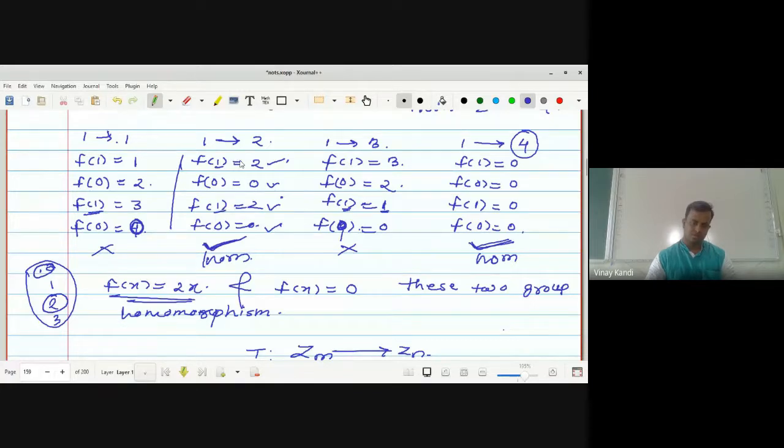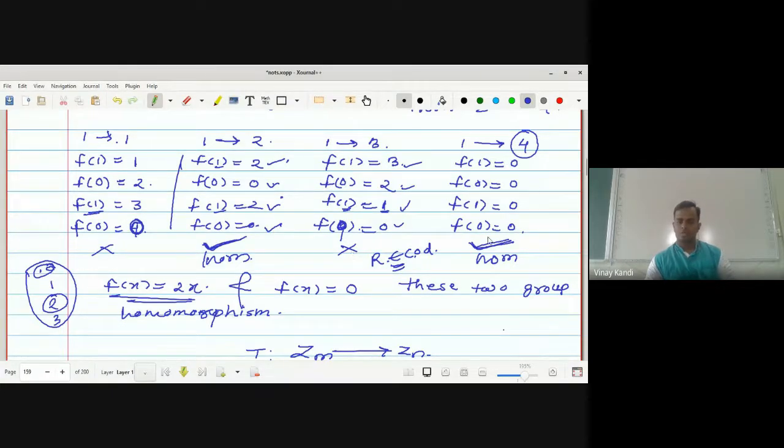ओके, इथे आहे 1. 0 आहे, 1 आहे, 2 आहे, 3 आहे. ओके, range is equal to codomain. But this is not a homomorphic function. And this is not an onto homomorphism.